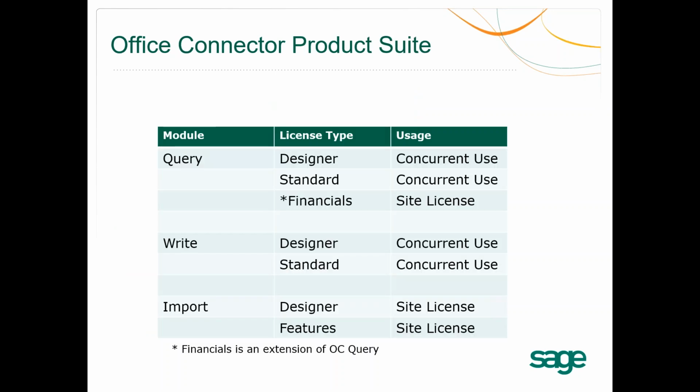Another way to look at them is a table like this. And again, you'll see this PowerPoint. Courtney will follow up and give you this PowerPoint. So you have these three products, and then you have how they're used. Query and write and import have designer licenses. A designer license allows you to run what you're going to see on this launch pad, but you can also create new capability. And you can get one or more concurrent uses of this capability. When it comes to import, it's a site license. You either have the capability or you don't, but the other ones are concurrent use.